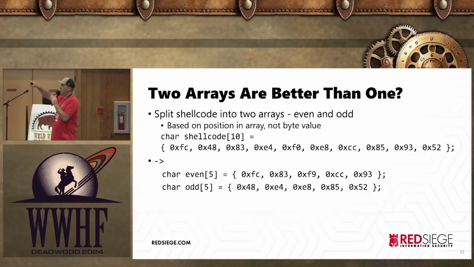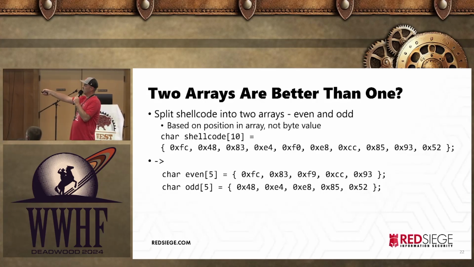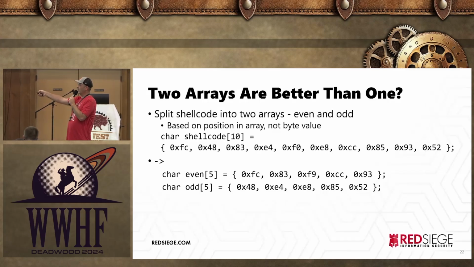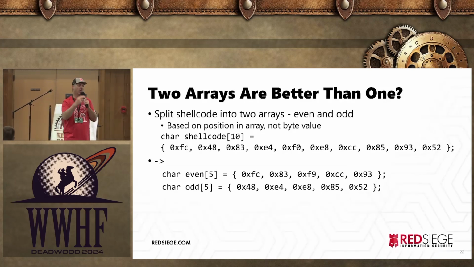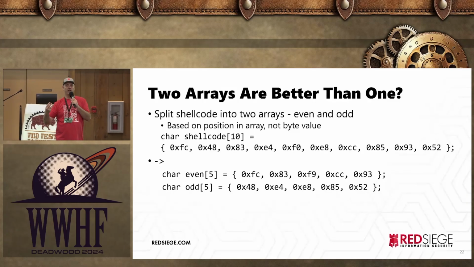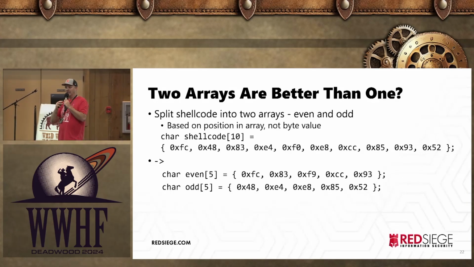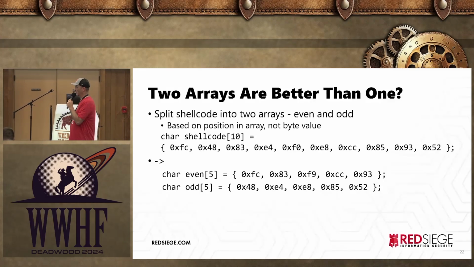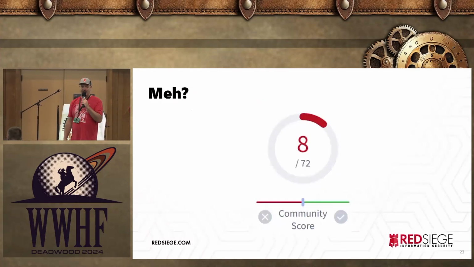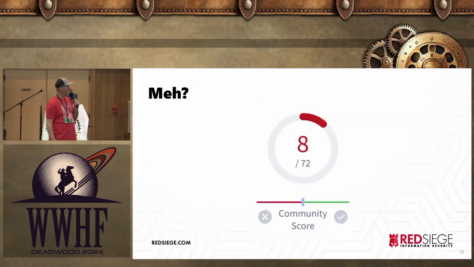So the first byte of shellcode, 0xFC, is going to go into the even array because 0 is even. And the second byte in position 1 is going to go into the odd array. The third byte in position 2, fourth byte, so on and so forth. So now we have our shellcode in 2 arrays, which hopefully is going to break up the signature and those bytes won't be detected because they're not contiguous in the shellcode. Again, not terrible, not great.